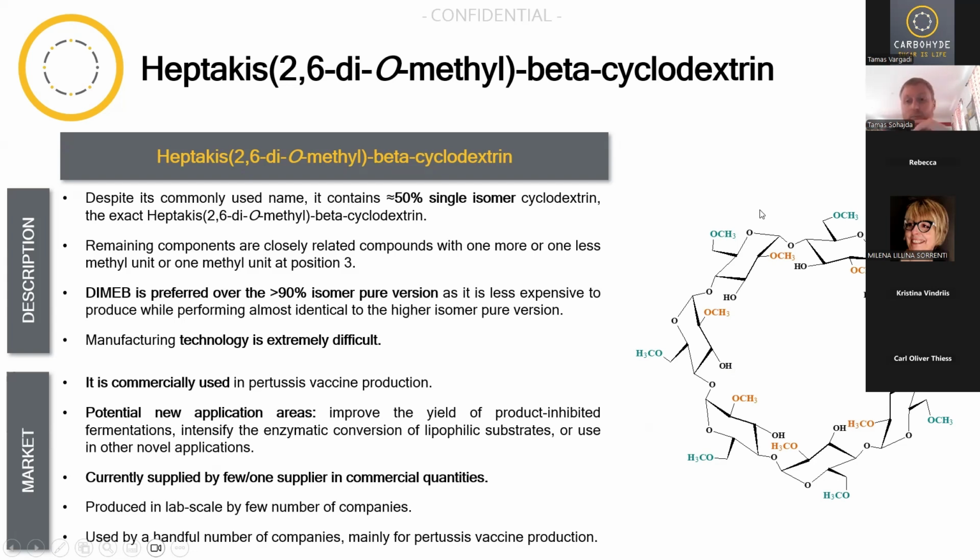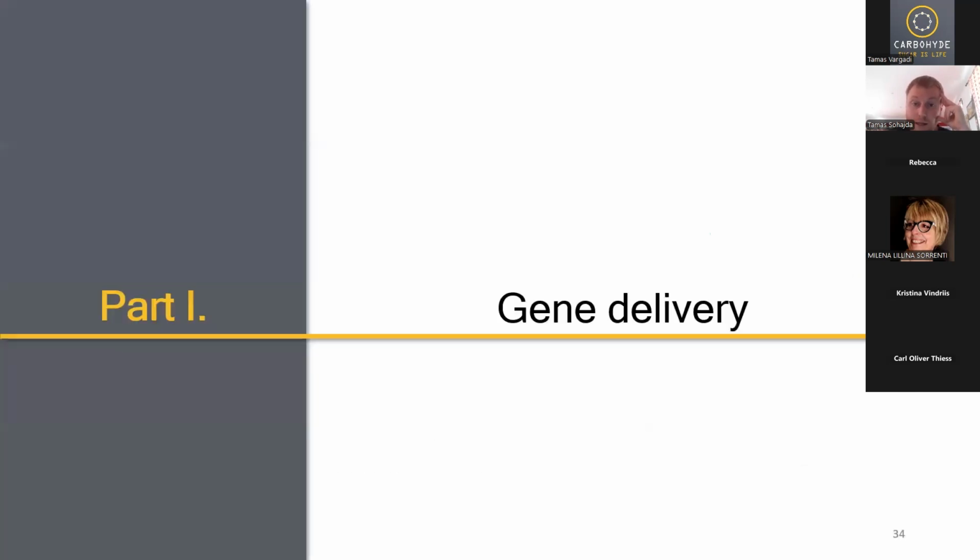So if you really want to use this compound for pertussis vaccine or any other applications, finding a proper supplier that can supply a product that has the suitable performance would be very difficult and needs very careful attention not to buy the other methylated cyclodextrin.